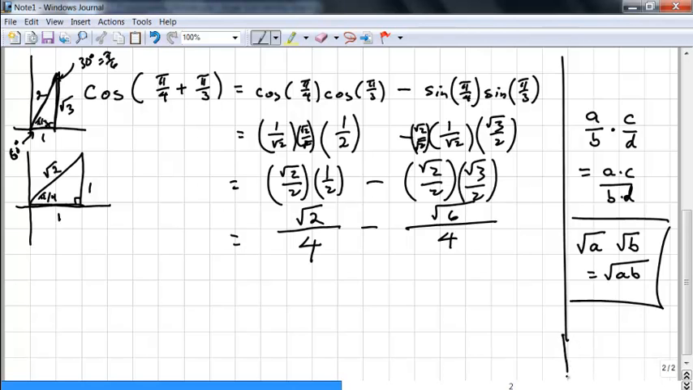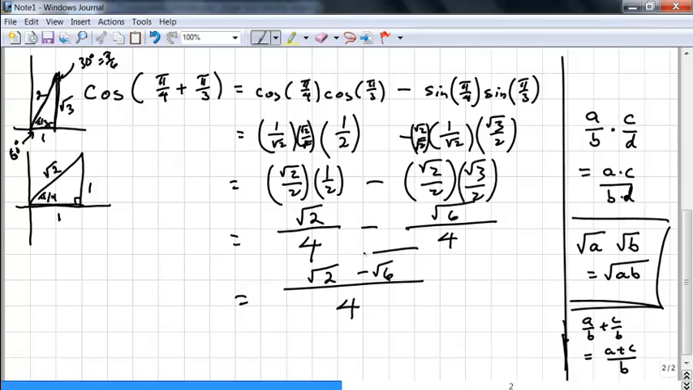Now let's talk about how we add fractions. If we have a common denominator, A over B plus C over B, that's A plus C over B. We get to keep the same denominator. Okay, basic idea about adding fractions. So we have a common denominator already. We keep that as a 4, and we can do square root of 2 minus square root of 6. And we need to leave it like that, okay?